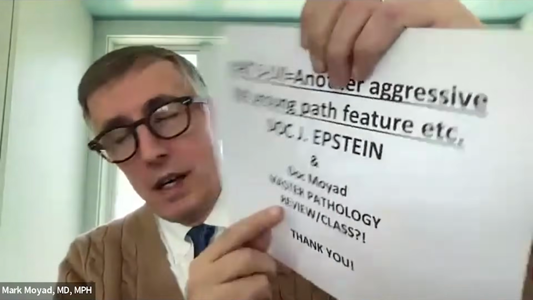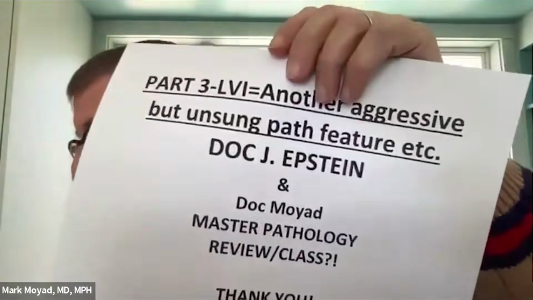Here's another term I've not seen in pathology lectures. I haven't, and I'm taking it on as a pseudo pathology guy. I'm seeing incredible importance on this, but I'm not seeing the importance out there. Part 3 is called LVI. I call it another aggressive but unsung pathology feature, LVI in our master class. Let's talk about LVI because they are on pathology reports.